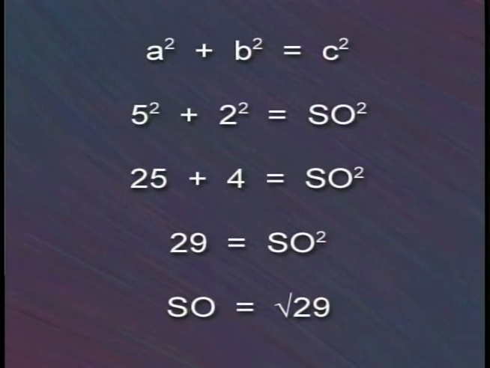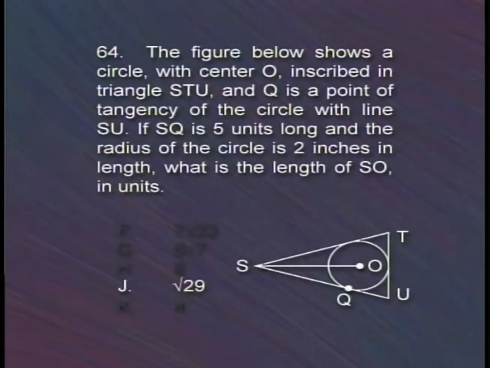Substituting into the Pythagorean theorem gives us a squared, or 2 squared, plus b squared, or 5 squared, equals c squared, or SO squared. Solving, 25 plus 4, 29, equals SO squared, and SO equals the square root of 29. Let's look at the answer options. The square root of 29 is option J. Thus, the correct answer is J.